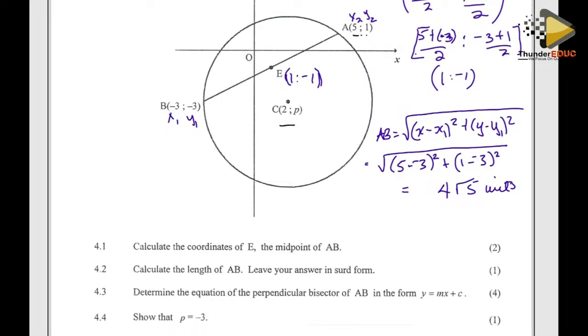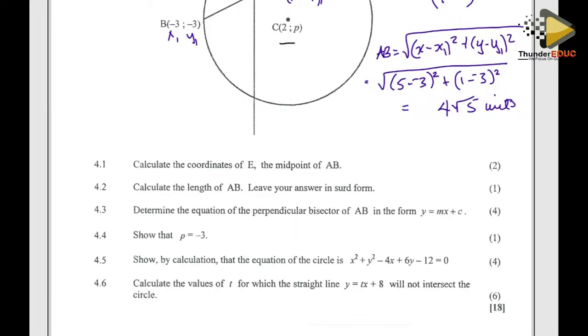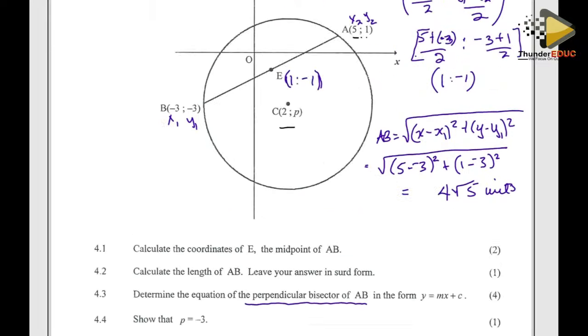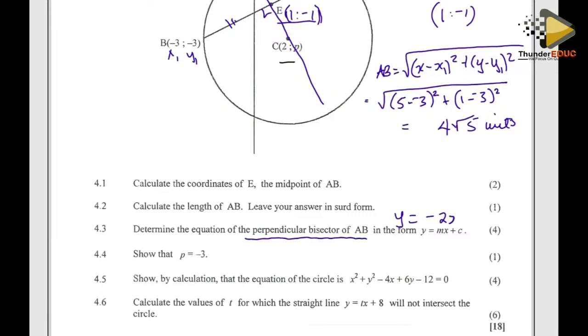Okay. Next question, they want the equation of the perpendicular bisector. So when we talk of a perpendicular bisector, it's basically a line that is at 90 degrees through this point E, with the equation -2x plus 1. And then 4.4, they want us to show that P is -3.